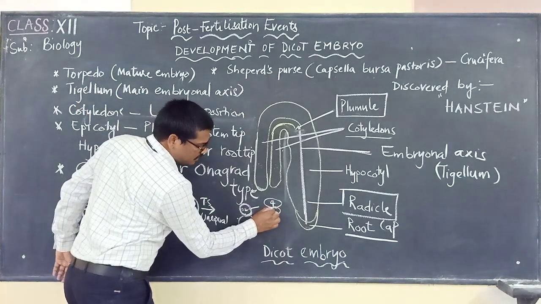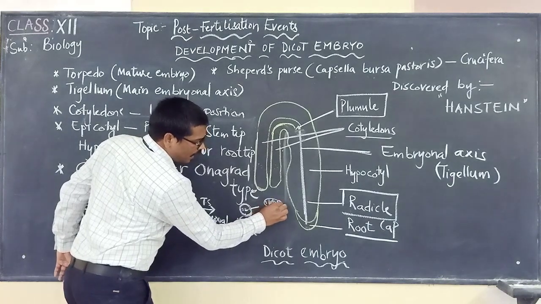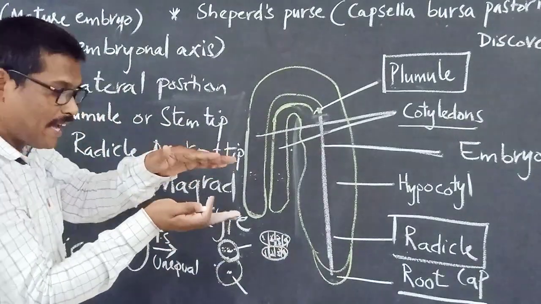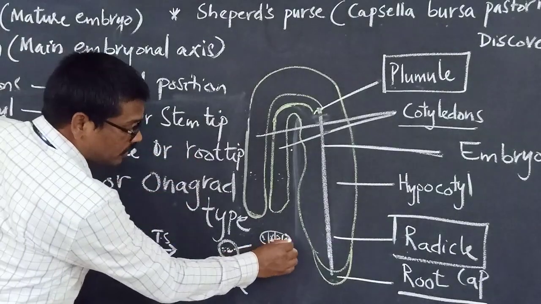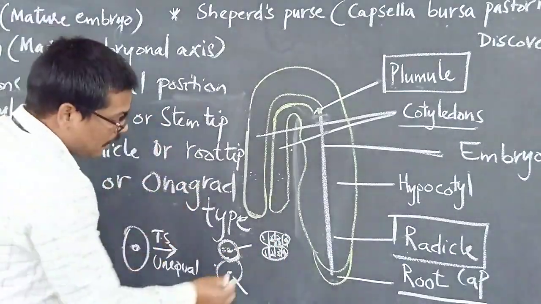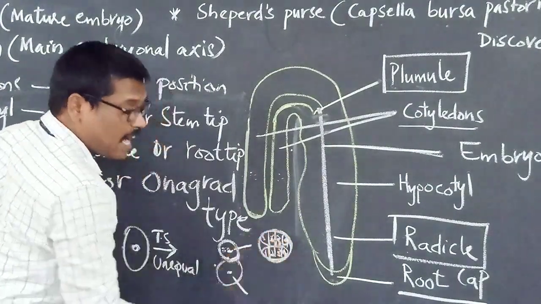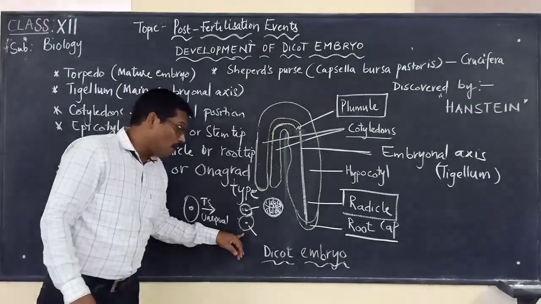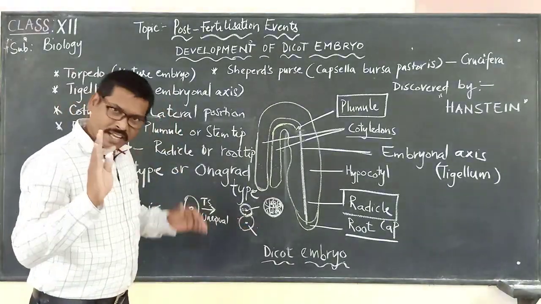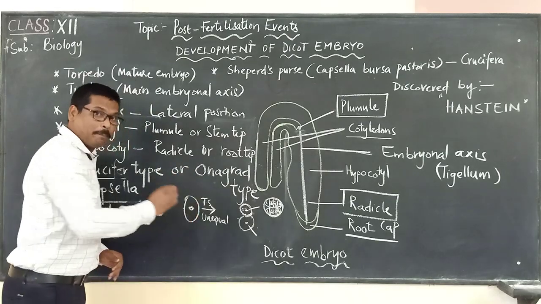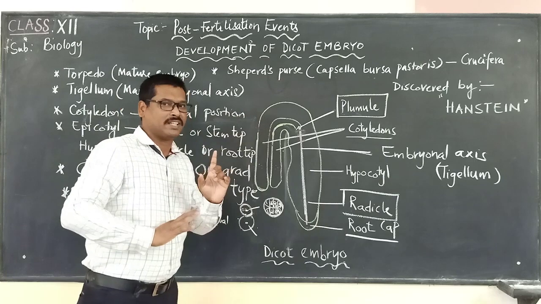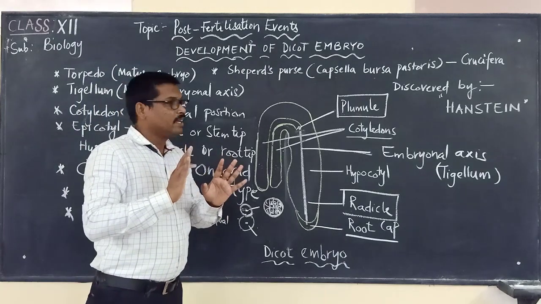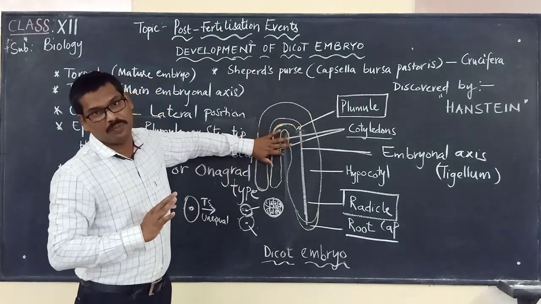All those 8 cells are arranged as 4 and 4, 1, 2, 3 and 4, formed as 2 tiers, we said. And now, if you are seeing here, we should remember that only these cells are participating in the formation of the embryo, not the suspensor cells. Suspensor cells also come from the zygote, but these cells do not develop into the embryo. Please remember this.